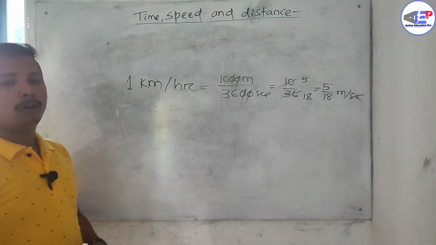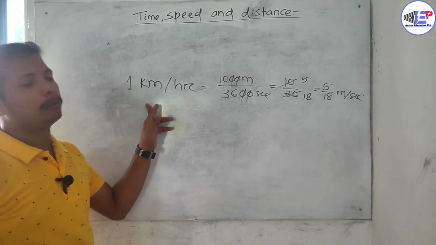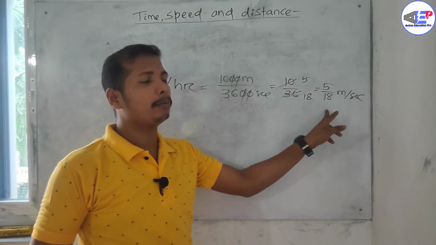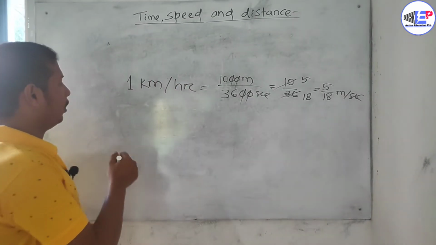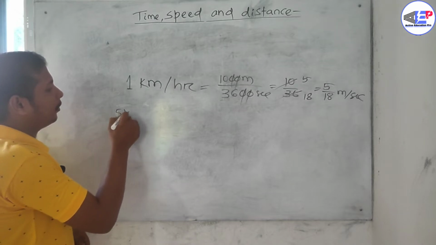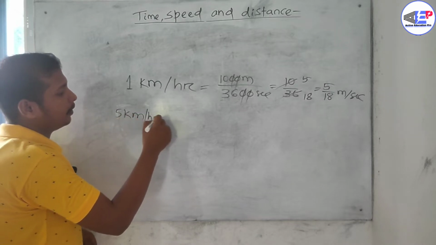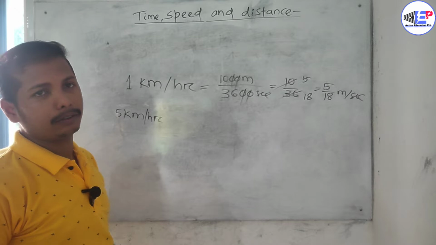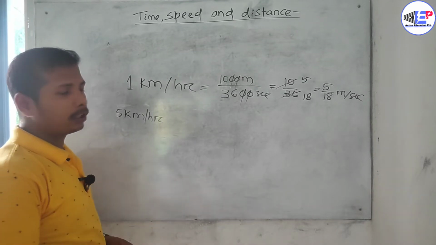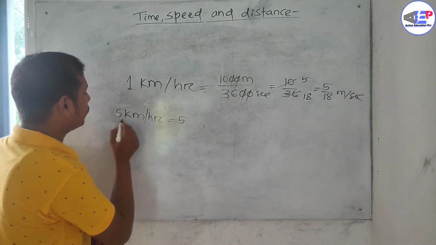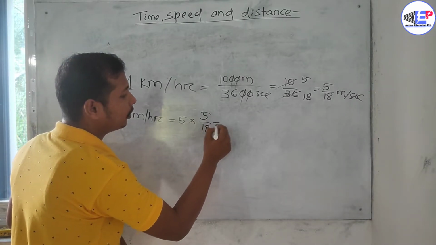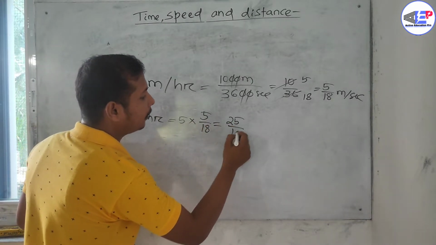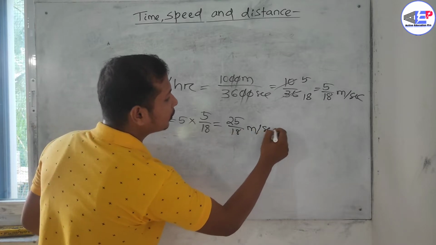So when we are asked to convert kilometer per hour unit to meter per second, we have to multiply it with 5 by 18. For example, here it is given that the speed is 5 kilometer per hour. We have to convert it into meter per second. So we have to multiply this 5 with 5 by 18. So it will give 25 by 18 meter per second.